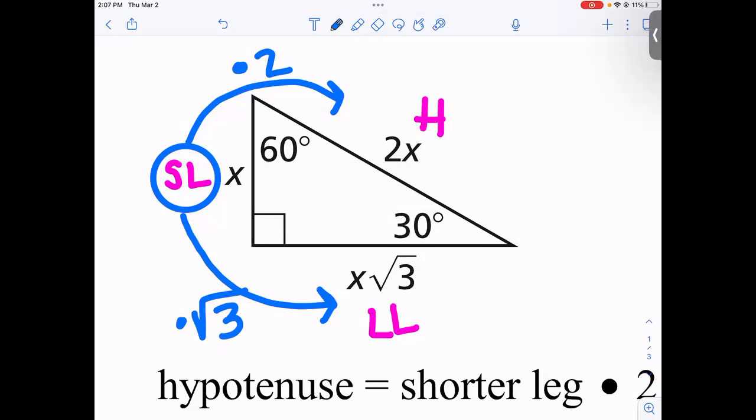Okay, hold on. Jonah, what's bigger: x times radical 3 or 2x? The hypotenuse is always bigger. 2 is bigger than radical 3, because radical 4 is 2.